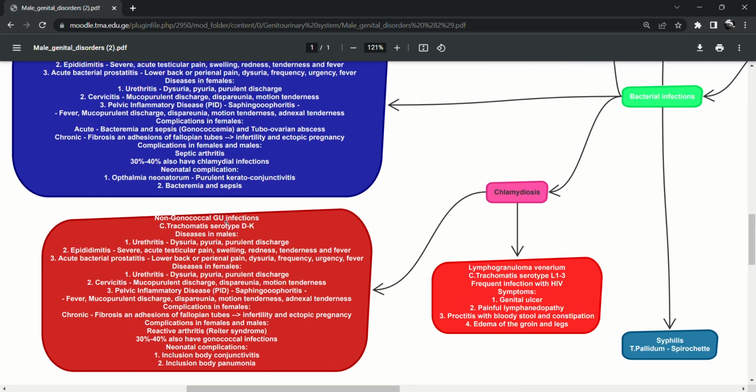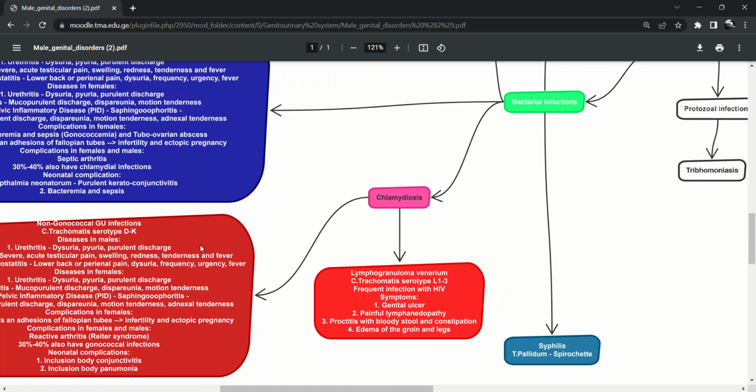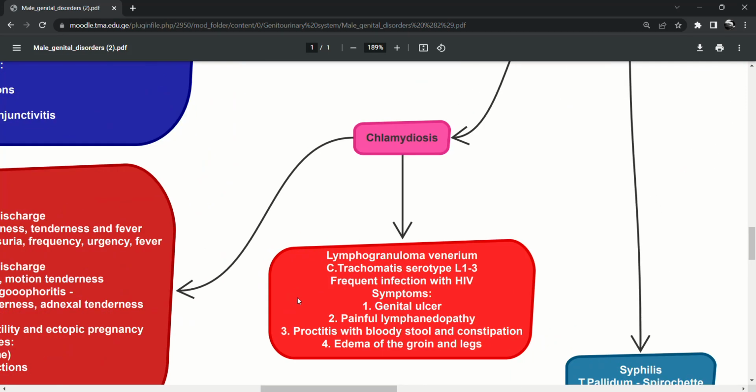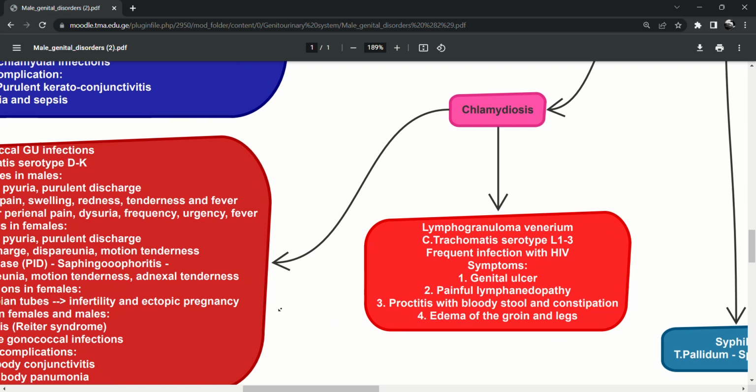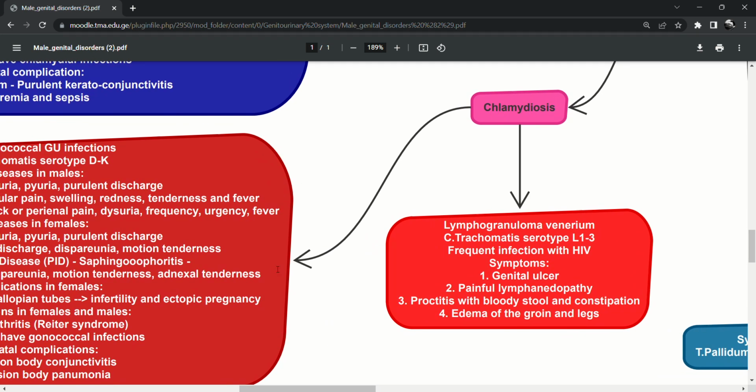Now there are other serotypes of chlamydia as well, which cause a specific genitourinary tract infection known as lymphogranuloma venereum. So this is caused by Chlamydia trachomatis serotypes L1, L2 and L3. And patients are usually co-infected with HIV.